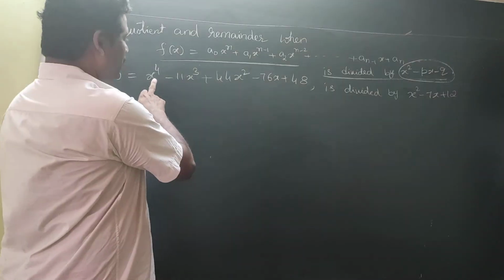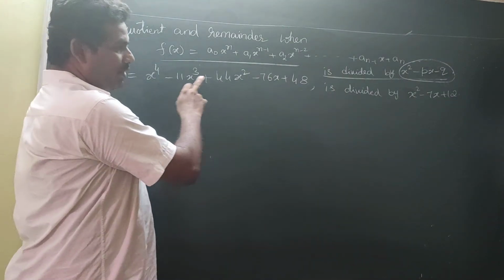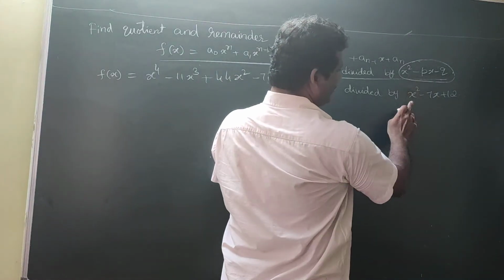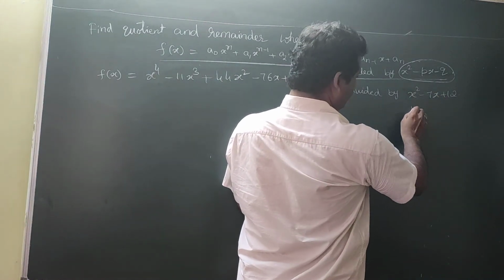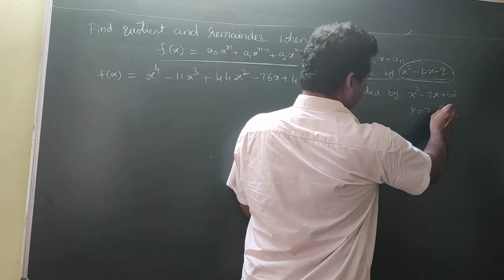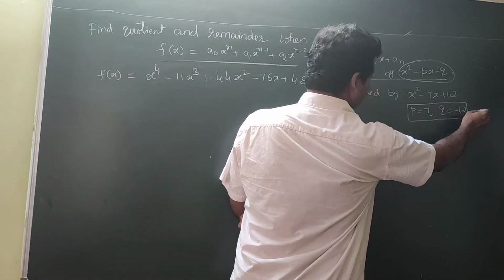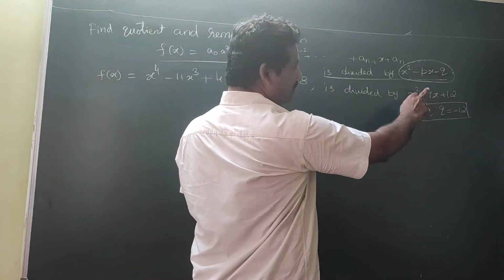Right, this is a 4th degree polynomial. We are dividing with the quadratic. So first you compare this one, x square minus 7x plus 4. What is p? p equal to 7. Whatever the q, q equal to minus 4. p equal to 7, q equal to minus 4.